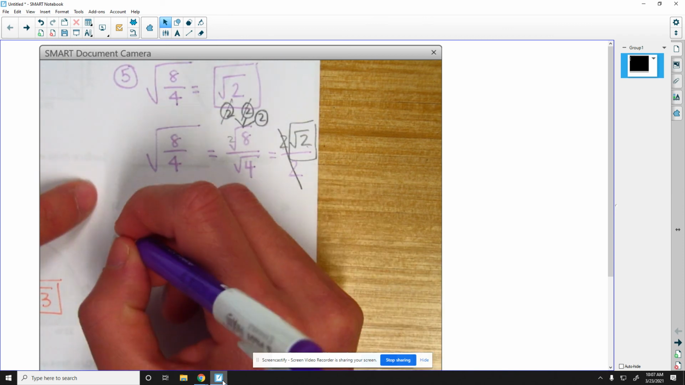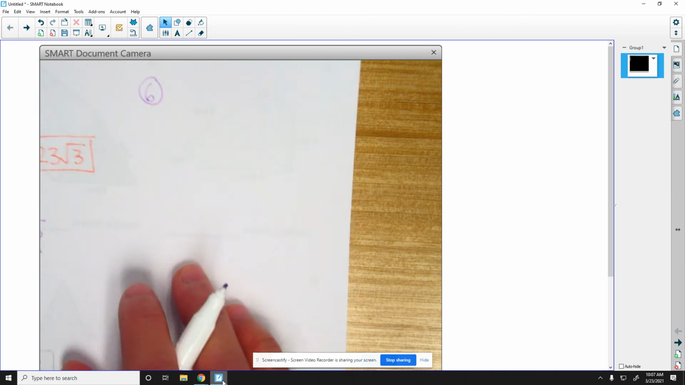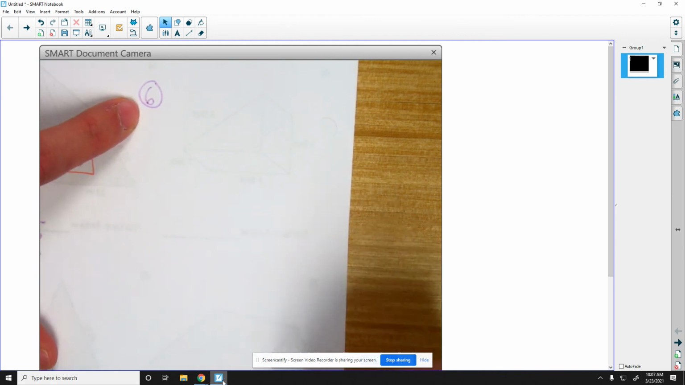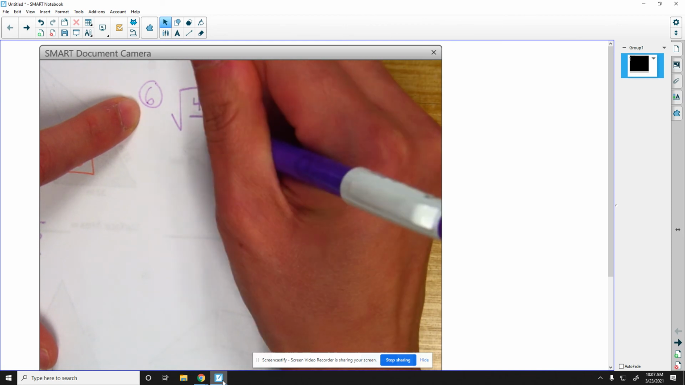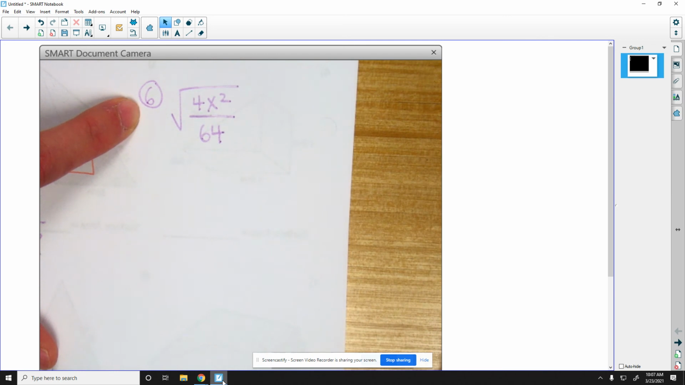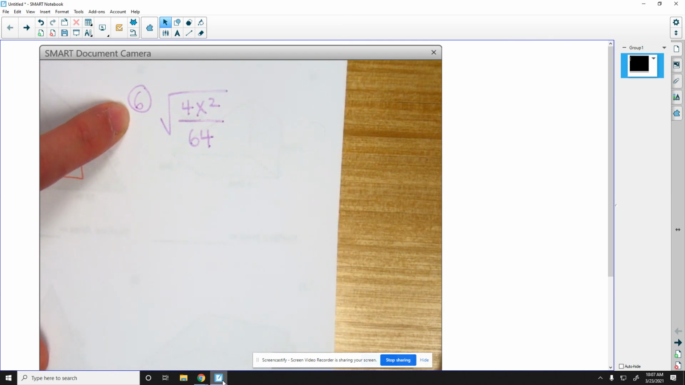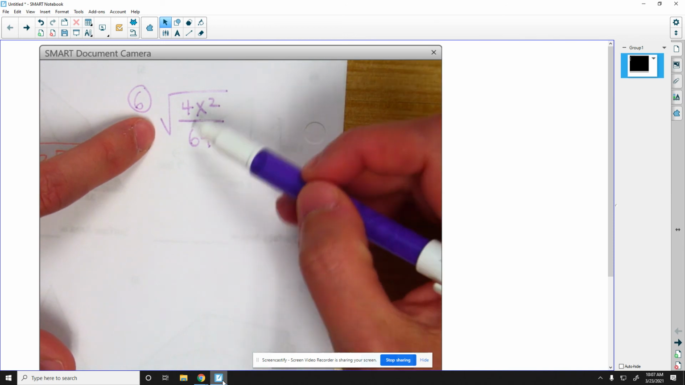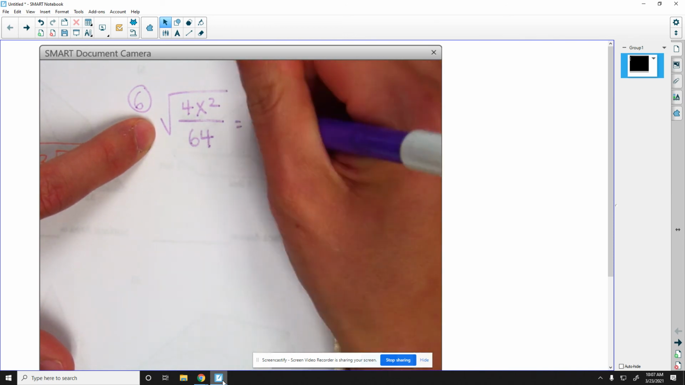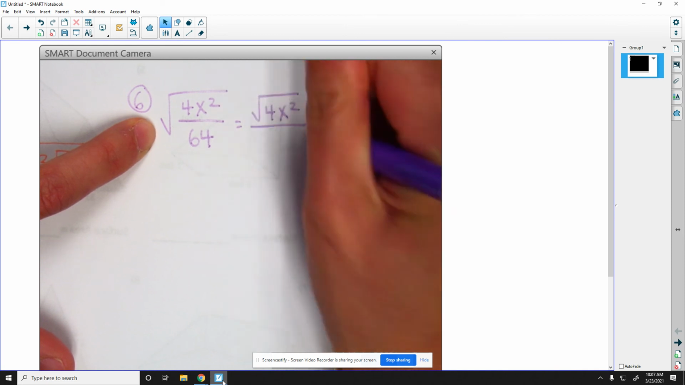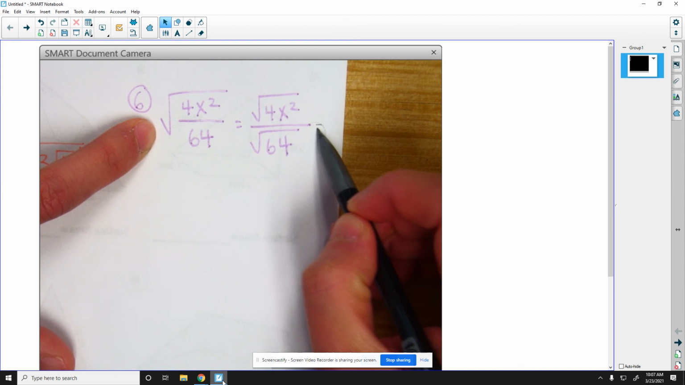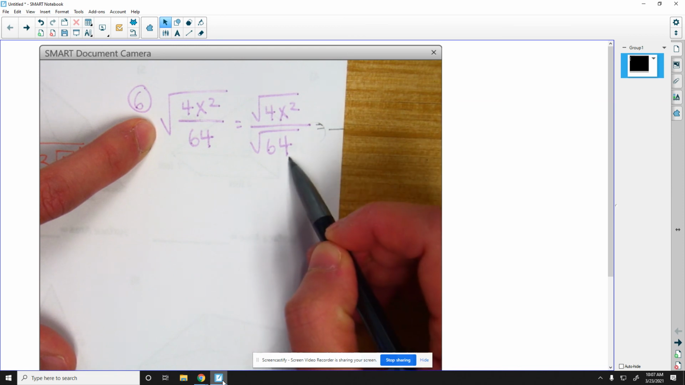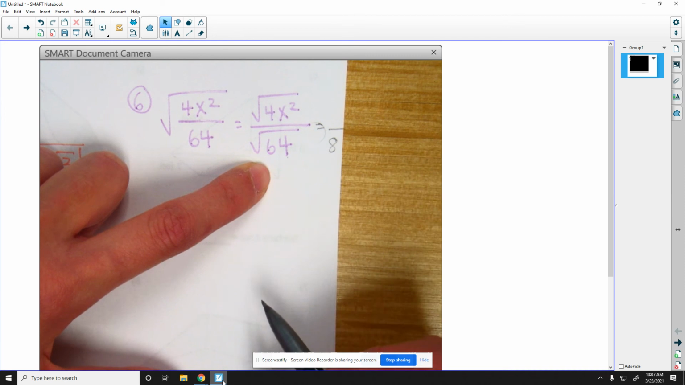Okay, so let's do this one then. Something kind of similar. Square root of 4x squared over 64. So remember, if I have a square root of a huge fraction, I'm going to take the square root of the top over the square root of the bottom. Well, what's the square root of 64? 8. That's just a whole number.